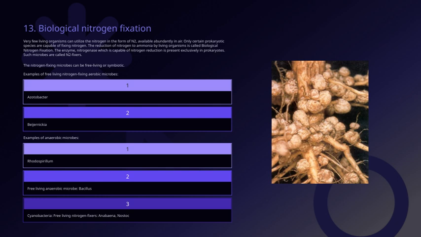entire ecosystem. The key enzyme involved here is nitrogenase, which is only found in prokaryotes. This enzyme reduces nitrogen gas into ammonia, enabling these microbes to fix nitrogen efficiently. So, in essence, these nitrogen-fixing microbes are vital players in maintaining the nitrogen cycle and supporting life as we know it.